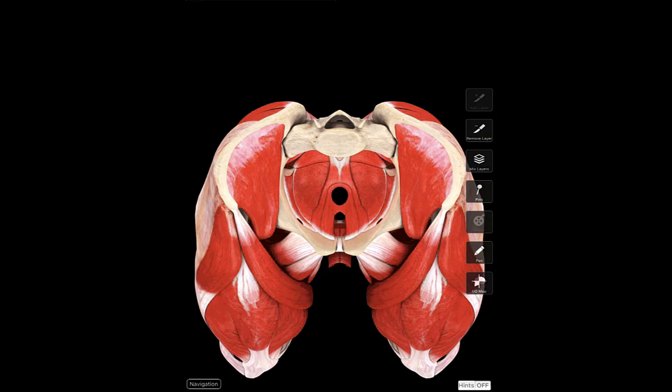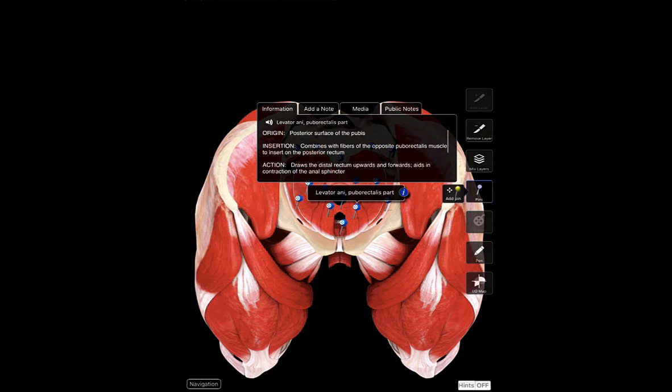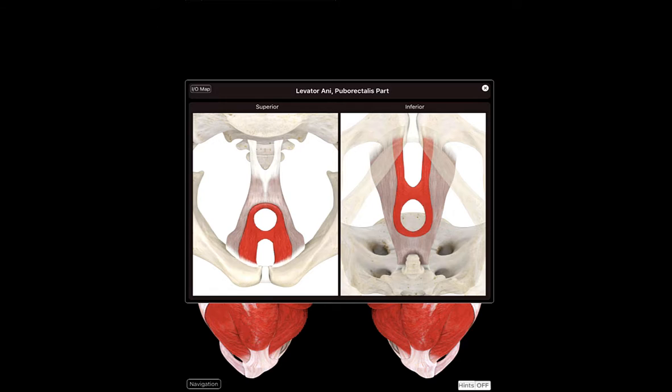All right, I can't remember if we started off with this one, but this is the puborectalis. You could see that dark spot where the rectum would be. I'll show you what that looks like by itself. Again, all of these are part of that levator ani muscle.